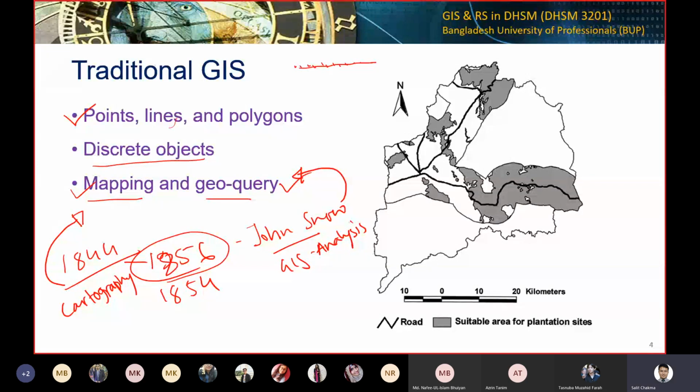On the right hand side, we have similar examples. We have discrete mapping. We mapped out the discrete objects, for example, roads, and the boundaries of different areas. After getting some parameters or considering some factors, we found out the suitable area for plantation sites. And how did we find out? Because we did GeoQuery. We made some queries, some geographic analysis, and then we got these results, these boundaries.